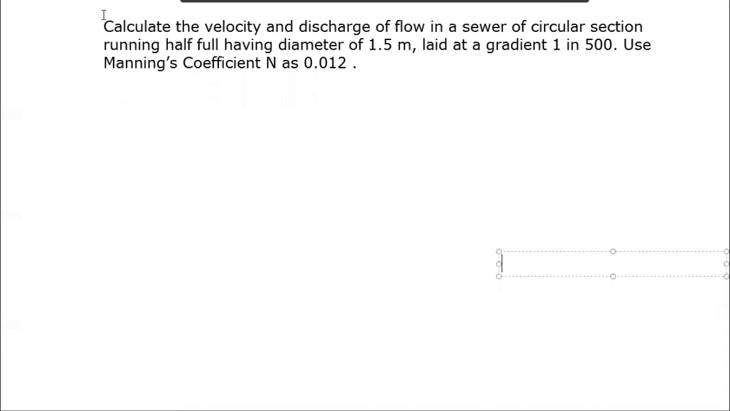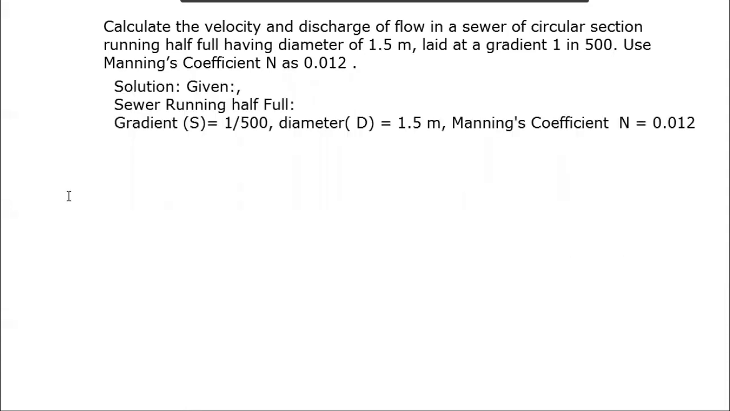Now our problem is: calculate the velocity and discharge of flow in a sewer of circular section that is running half full, having its diameter of 1.5 meters, laid at a gradient 1 in 500. Use Manning coefficient n as 0.012.